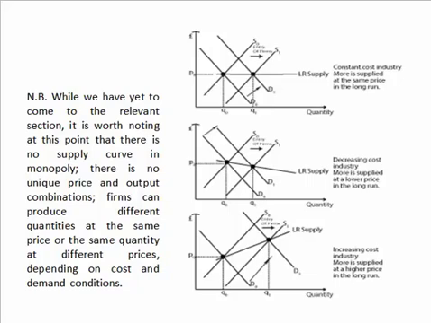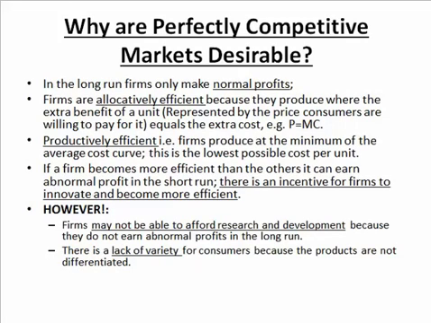So far you may ask, if perfect competition makes no long run profit, then why have them? Why are perfectly competitive markets desirable? In the long run, firms only make normal profits. Firms are allocatively efficient because they produce where the extra benefit of a unit, represented by the price consumers are willing to pay for it, equals the extra cost, for example price equals marginal cost. They are also productively efficient, i.e. firms produce at the minimum of the average cost curve. This is the lowest possible cost per unit.